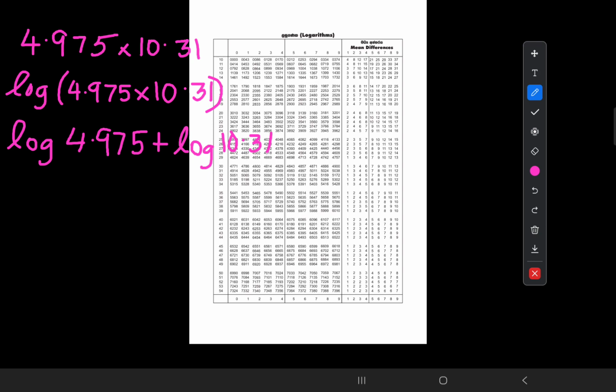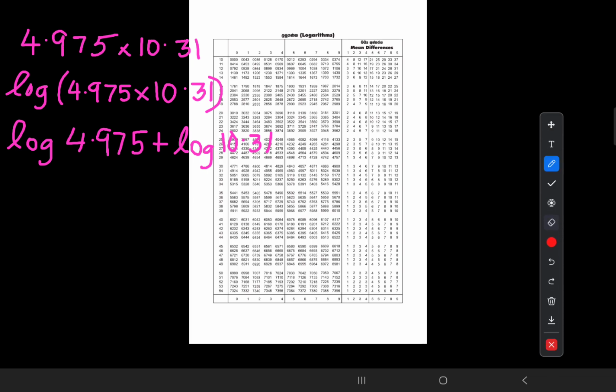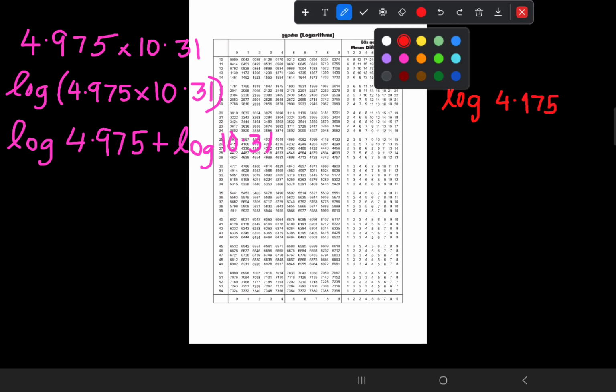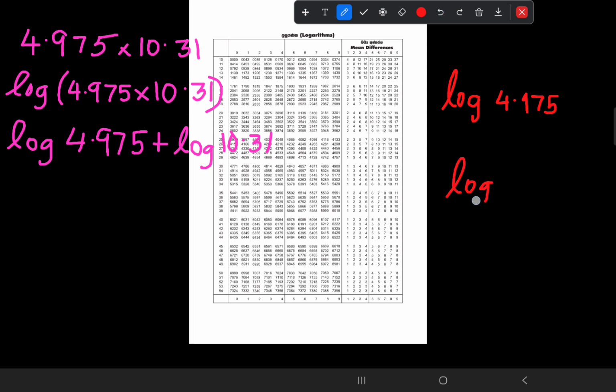Thereafter, use the logarithmic table. Use the table to find logarithmic values. We need to find log 4.975. By using the table, we will find log 4.975. And next, we need to find another log value, log 10.31 as well. After finding that, we need to substitute them in the formula for our further calculation.